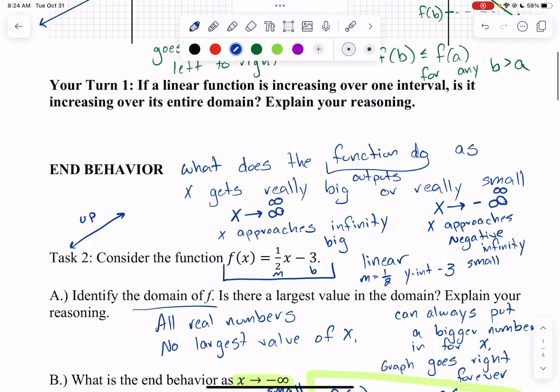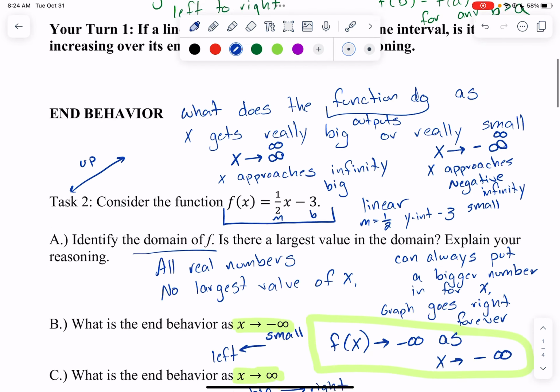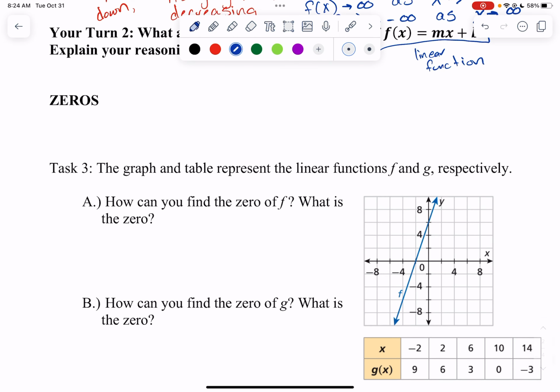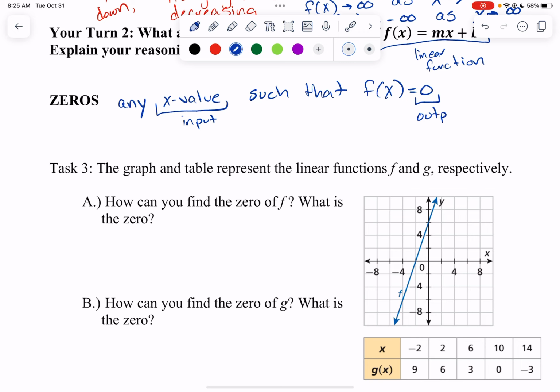Next, we talked about characteristics of functions. We talked about increasing and decreasing. We talked about end behavior. Another characteristic is zeros. A zero of a function is any x value, so again that x value is the input, such that f of x equals 0. Again, this 0 is the output. So basically, it's any input that gives you an output of 0.